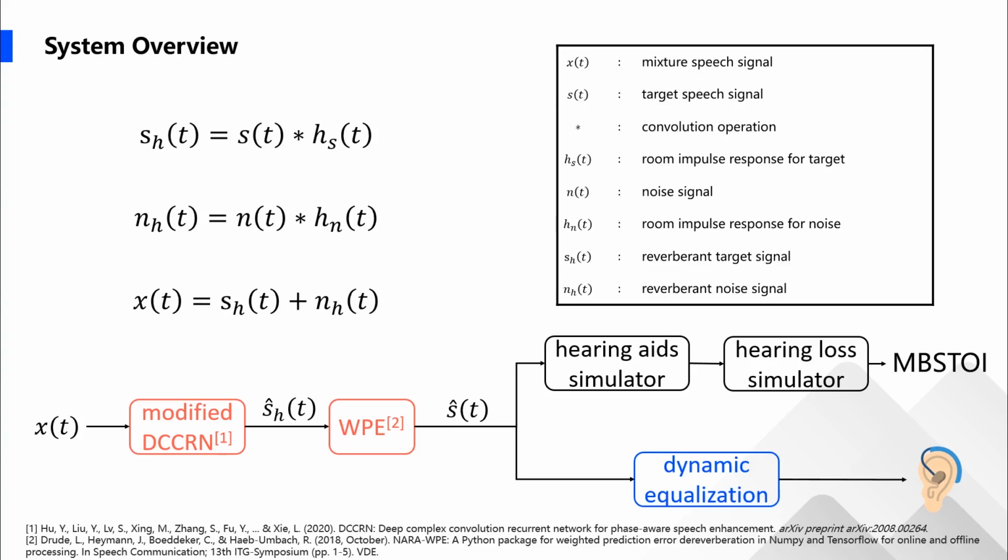The baseline hearing aid processor is based on the Cambridge fitting strategy for a specific listener's audiogram. The hearing loss simulator simulates spectral smearing and loudness recruitment according to individual hearing loss severity. For the subjective listening test, we employ dynamic equalization to improve listening perception.